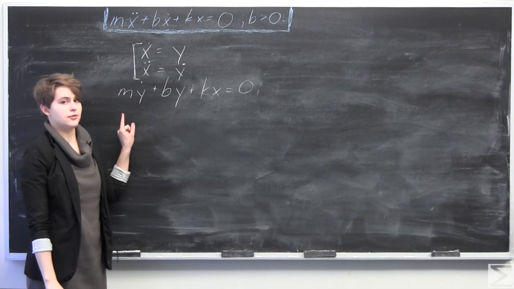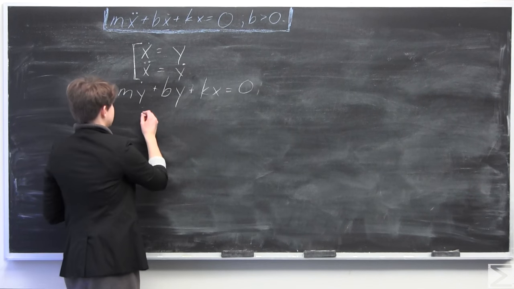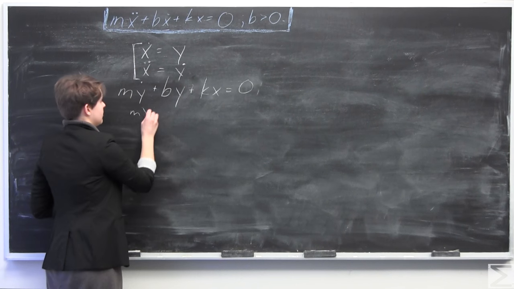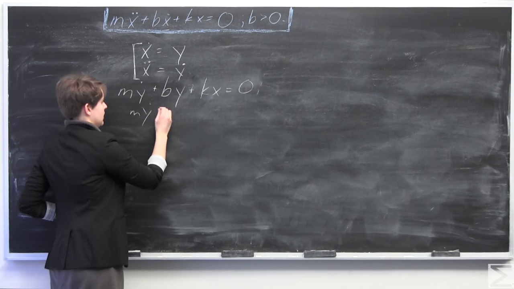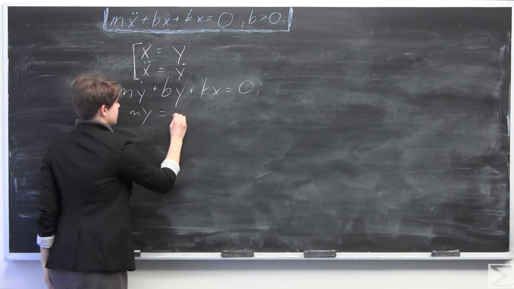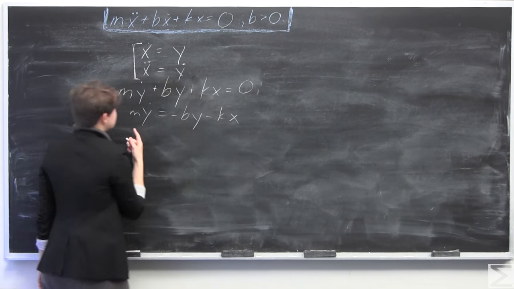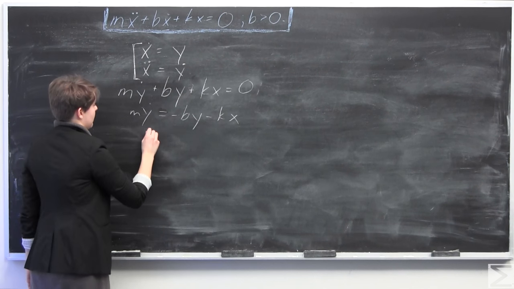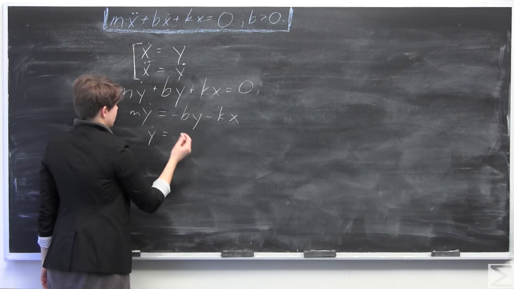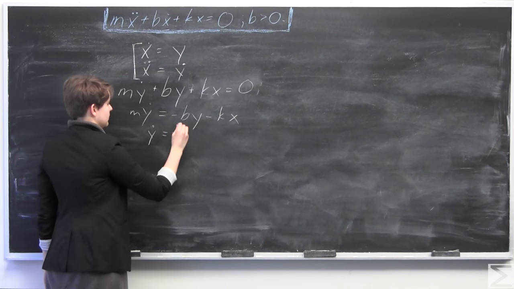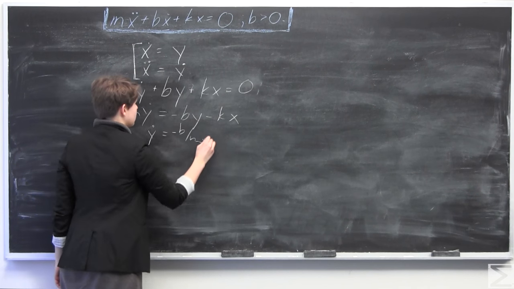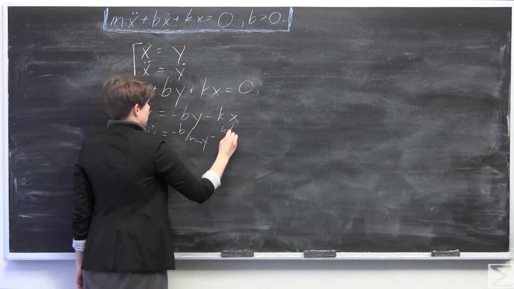So now I'm going to solve for y dot. I'm going to bring both of these to the other side. So we have m times y dot equals negative by minus kx. Divide everything by m to get y dot by itself. So now we have y dot equals negative b over m y minus k over m x.